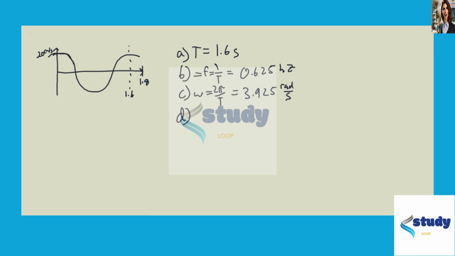All right, we know that the max speed Vmax will equal A omega. Well, Vmax is 0.2, which equals A times omega, which is 3.925. This implies that A equals 0.05 meters.